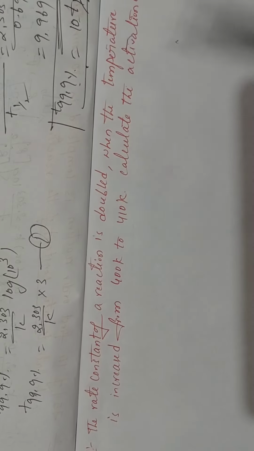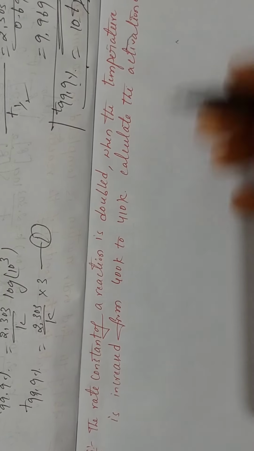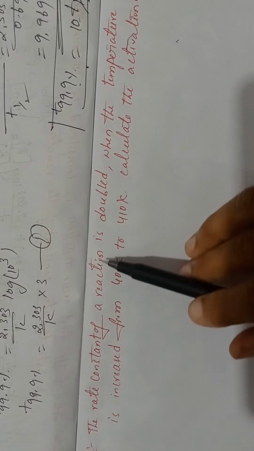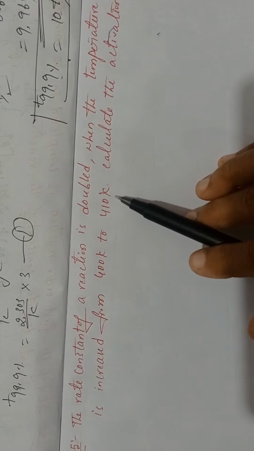Now see, students, last model. We have one more model. Now see, the rate constant of a reaction is doubled when the temperature is increased from 400 Kelvin to 410 Kelvin.